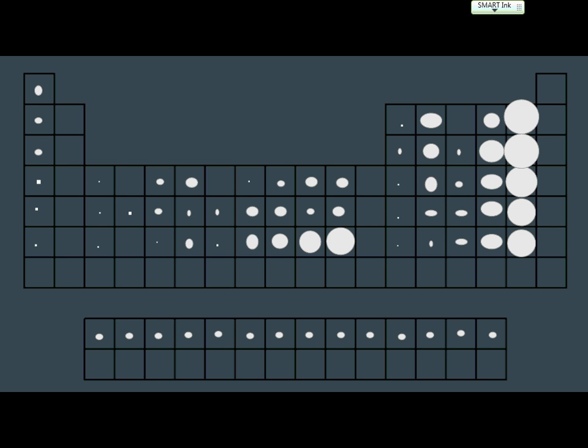When you say larger, do you mean larger magnitude, more exothermic?